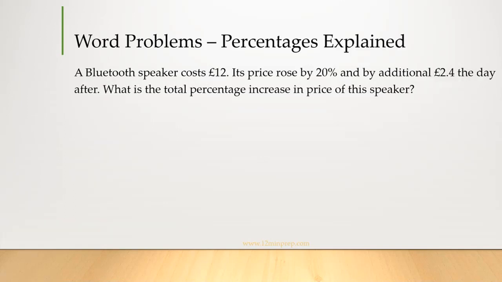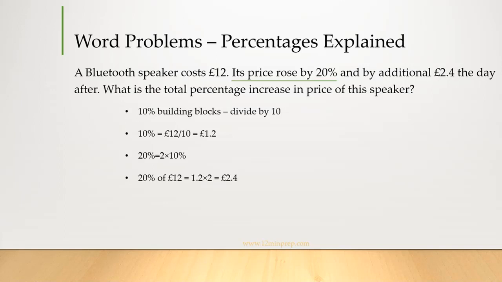In word problems, we need to isolate key phrases or sentences and turn them into equations. The first sentence part that should become an equation is its price rose by 20. 20% of 12 can be found by using the 10% block trick. 10% in the case of 12 is 1.2, as you simply shift the decimal point 1 place to the left. If 10% is 1.2, then 20% is 1.2 times 2, which gives us 2.4.